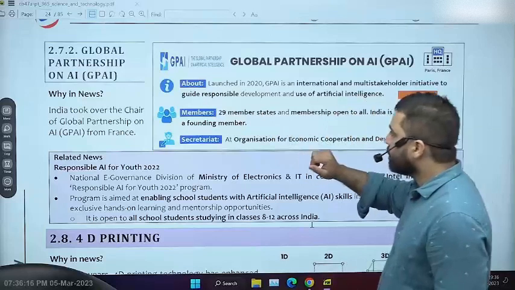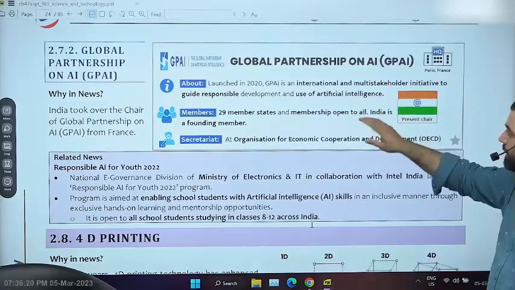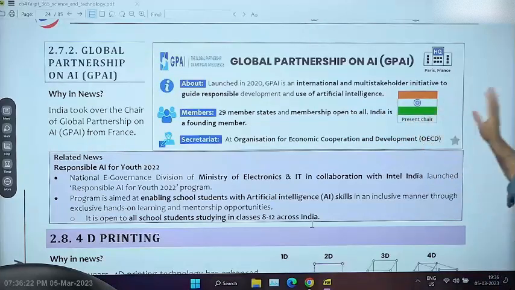Global Partnership on AI. This partnership was created in 2020 and India is, by the way, a founding member. There are many other countries. India is also a founding member, and you should know about this topic because as of now India is also chair of this organization. India's chairmanship passes from one country to another country.